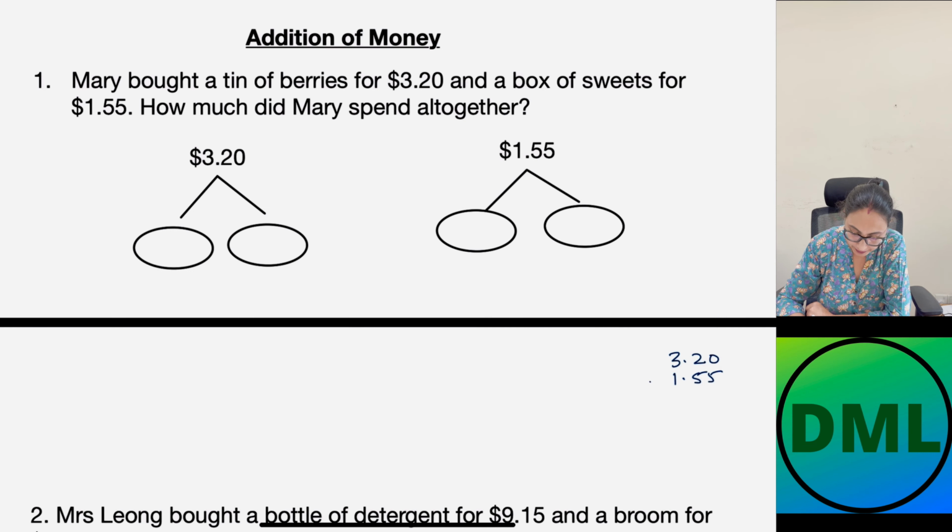Let's add it here. 5 plus 0 is 5 here. 5 plus 2 is 7 here. 3 plus 1 is 4 here.